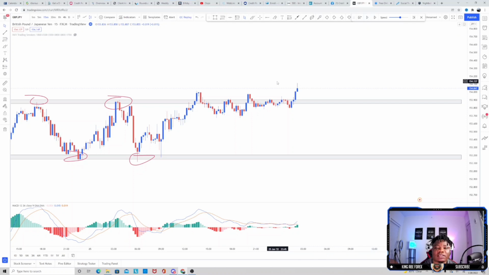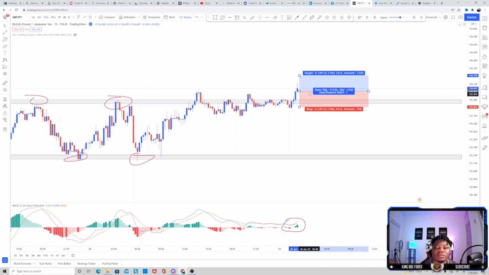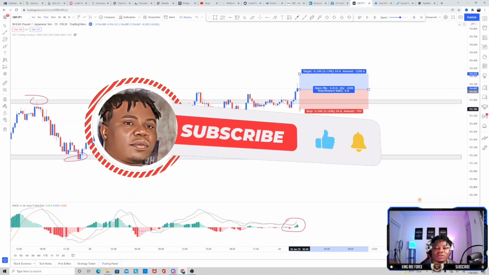Now if you look at the MACD right over here, you can see down here that the MACD, the blue line, crossed the yellow line, and we can see that a green histogram now formed. So now this is our second confirmation, and we have price above our resistance zone as well. So we'll have our entry right here at this bullish candle, and we can have our stop loss right below this zone here.